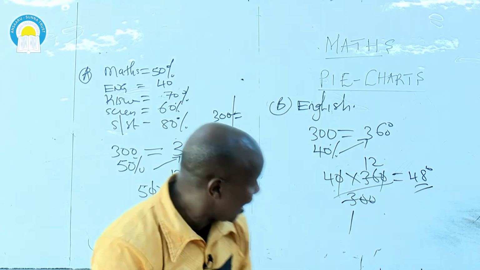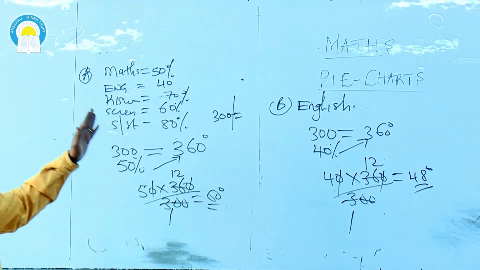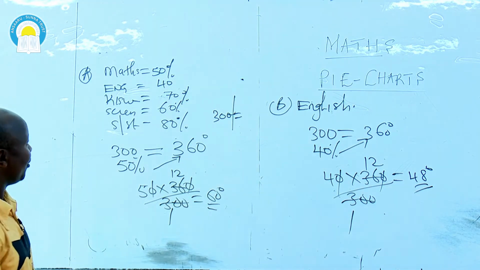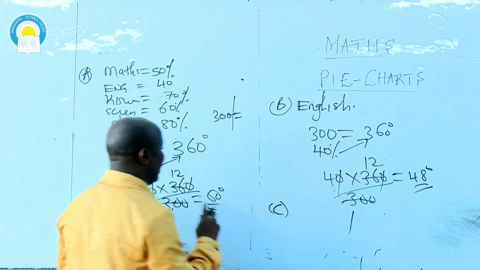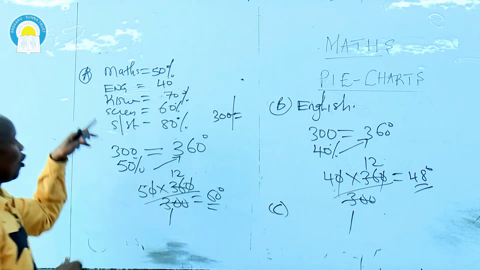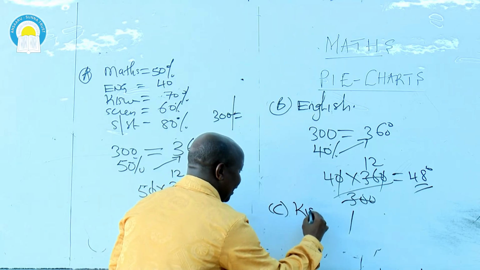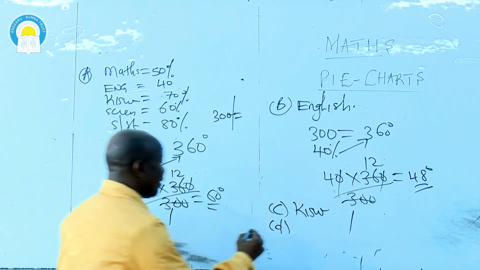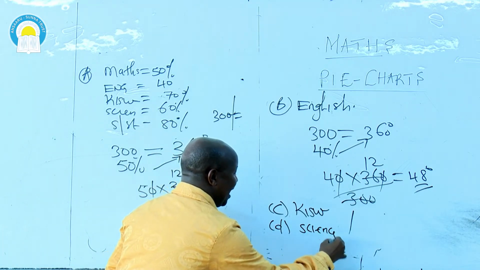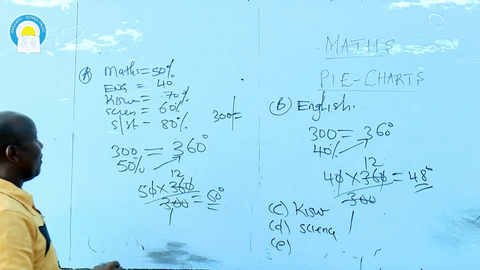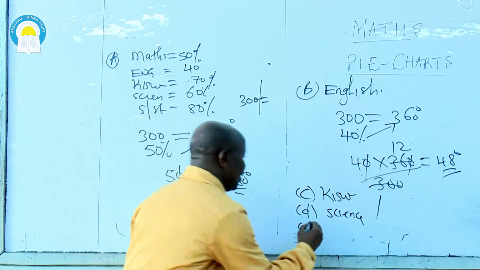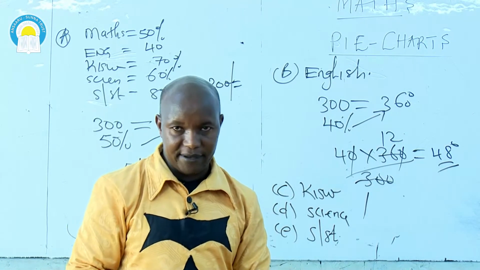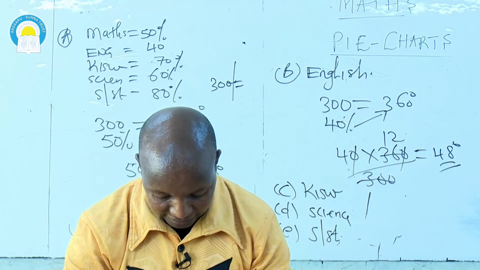Now you are left with Kiswahili, science, and social studies. That's part of your assignment. So in your own time, work out, if a pie chart was drawn, what angle will be represented by Kiswahili? This is part C. Then D, what angle will be represented by science? Then the last question will be, how much angle will be represented in social studies if a pie chart was to be drawn? That's a very good example you must understand.